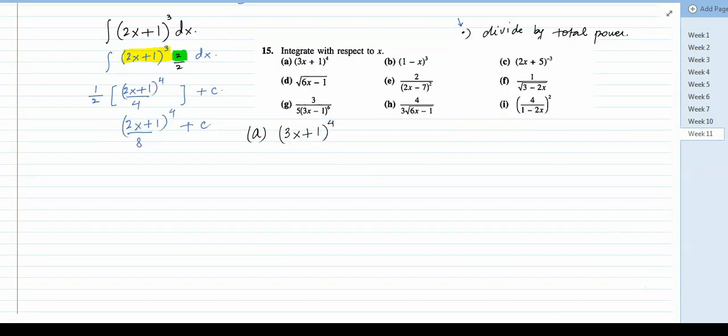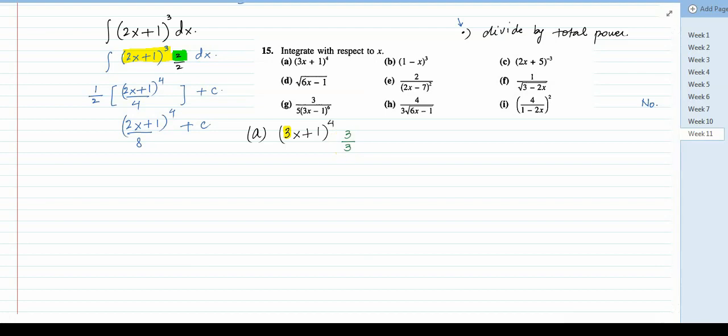We need to integrate that function, right? First ask yourself a question: can we integrate at this step? Your answer must be no, because the derivative is missing here. What is the derivative of 3x plus 1? The derivative of 3x plus 1 is 3, right? We don't have 3 here, so I will multiply and divide it by 3.